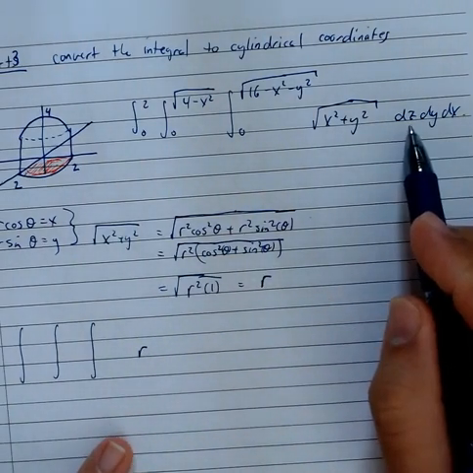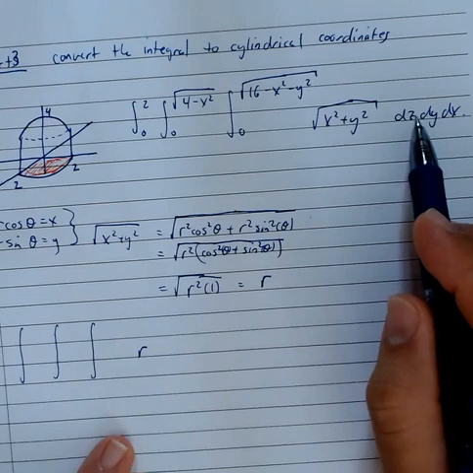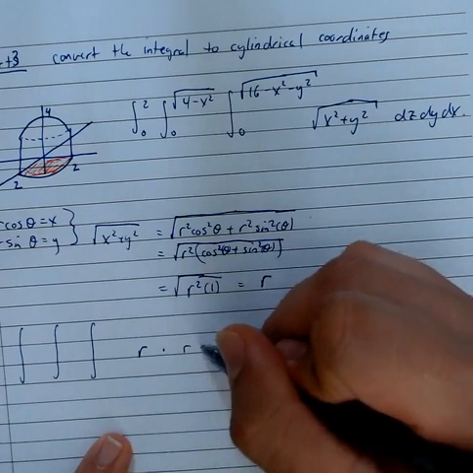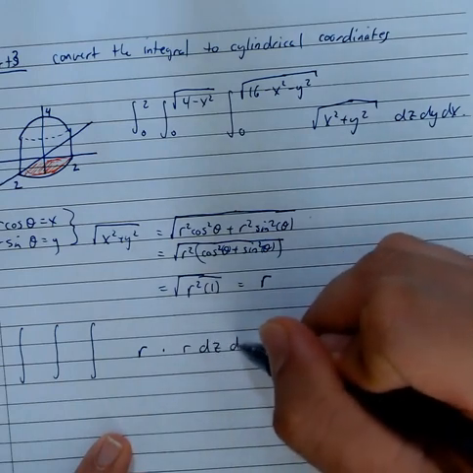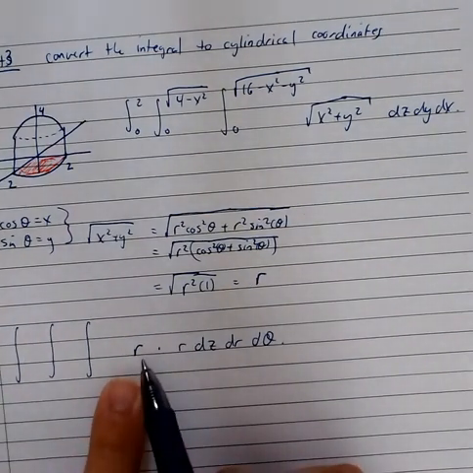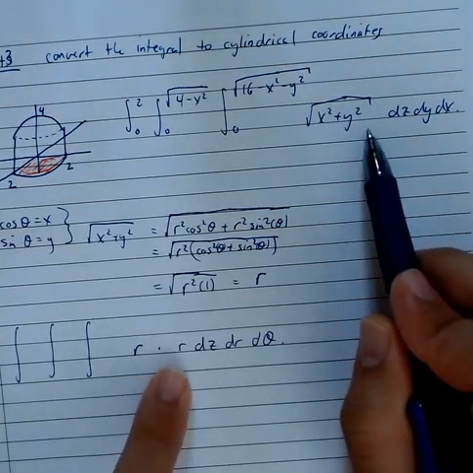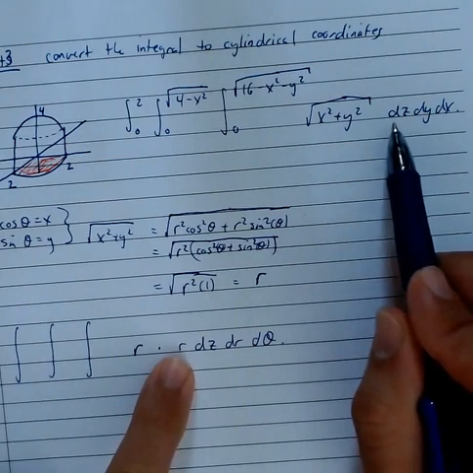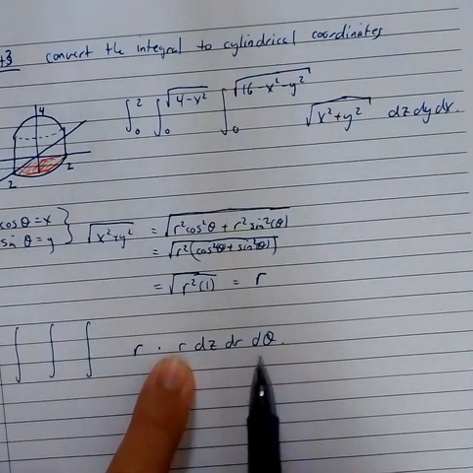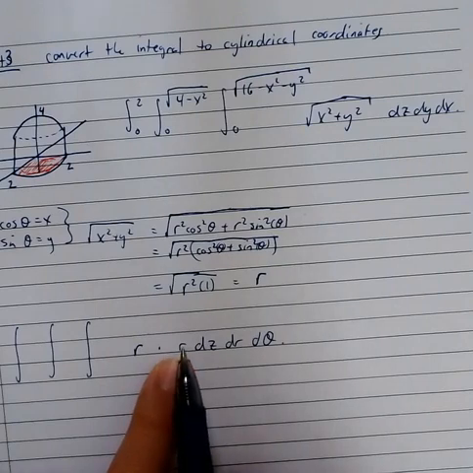Okay. Now remember, whenever you're converting from rectangular to cylindrical, dz dy dx will become r dz dr d theta, just like that. Here, this r was that integrand. This r is the conversion factor that you get when you convert from rectangular to cylindrical. I've been throwing around the word Jacobian. In our very next section, we'll talk about exactly what the Jacobian is.